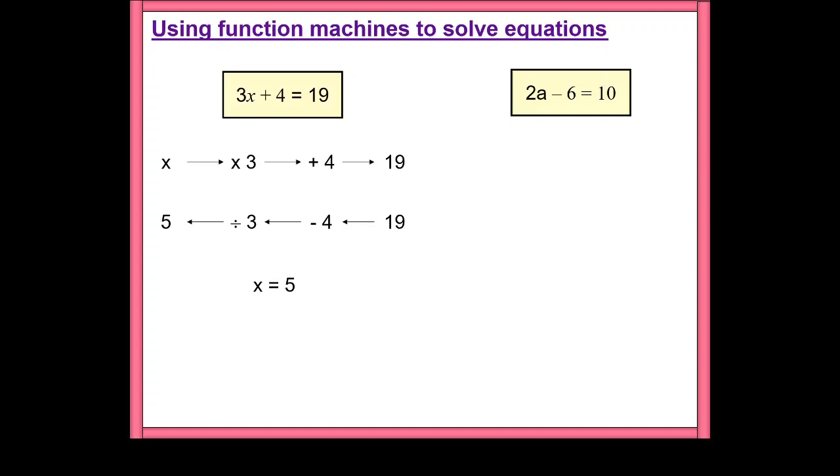If we again want to check that, we substitute x for the value of 5, remembering that 3x means 3 times 5. So 3 times 5 plus 4 is indeed 19. We've got that one right.